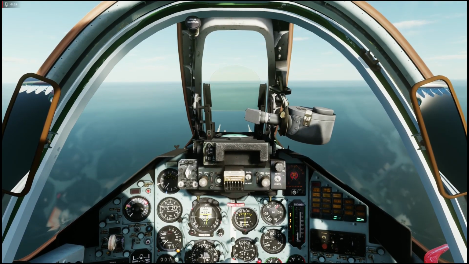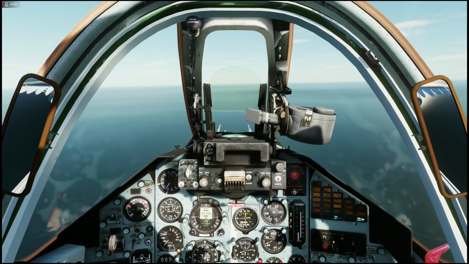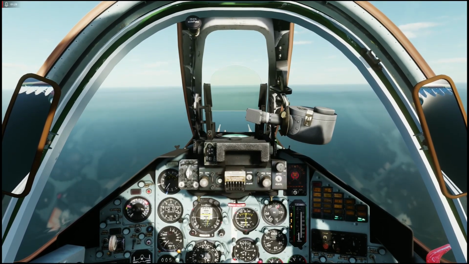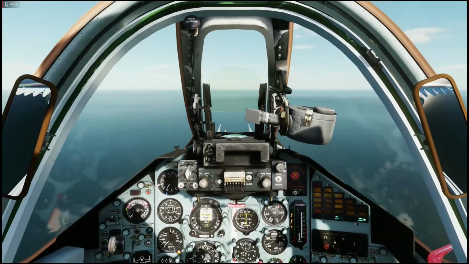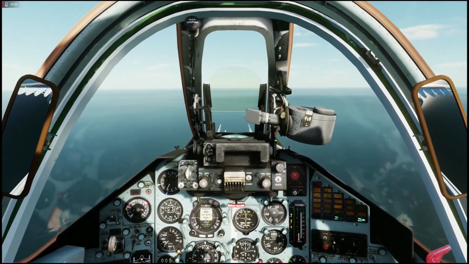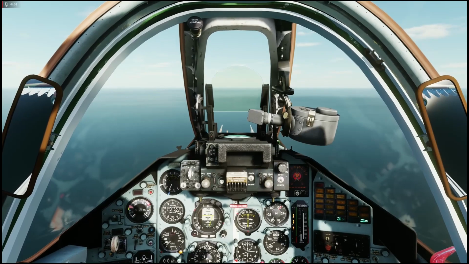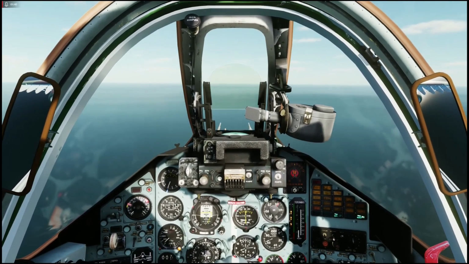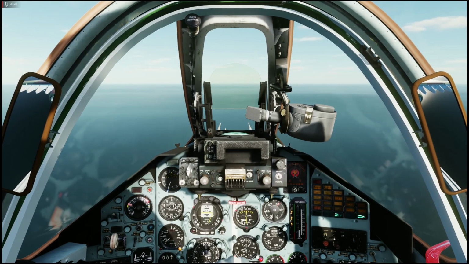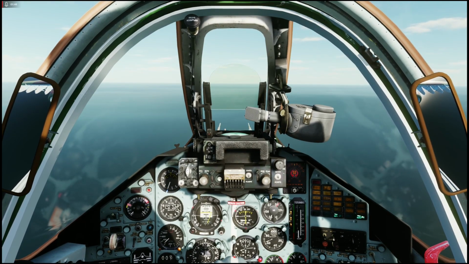Too many people are too scared to fly in low or zero visibility conditions because they don't know how to land, and then they make an excuse that, oh, I got hit so I had to eject or anything like that. But it is only because they do not understand the instruments.